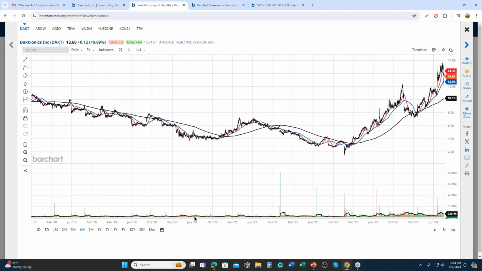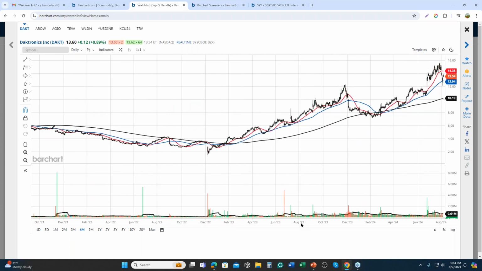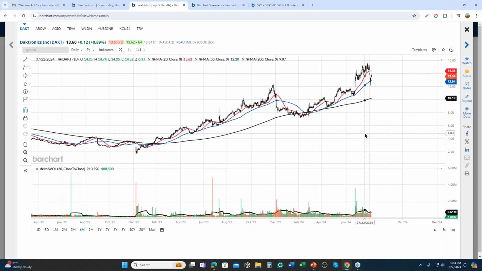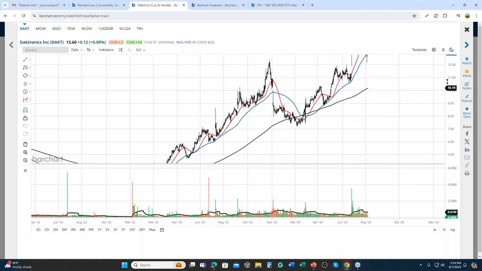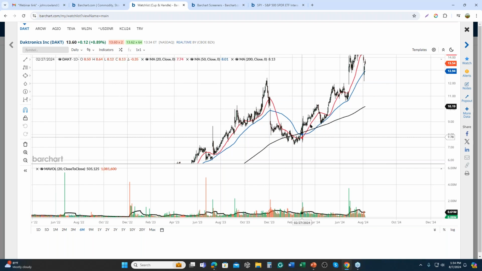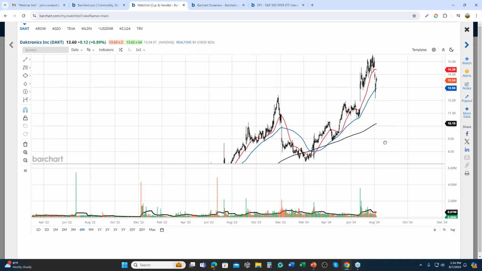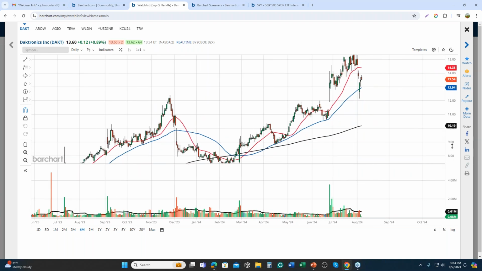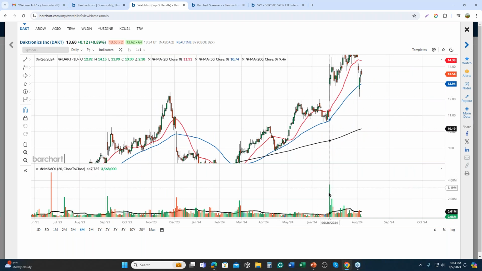And what happened to my cup and handle? Okay, that's weird. All right, so here we are. There's our cup, there's our handle, and there is our breakout. Our breakout is confirmed by a large amount of volume.